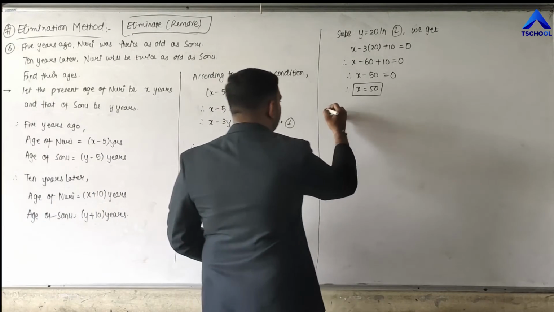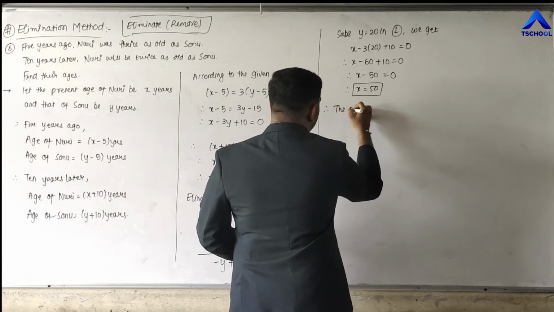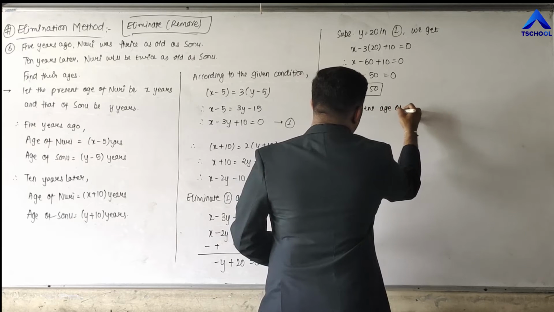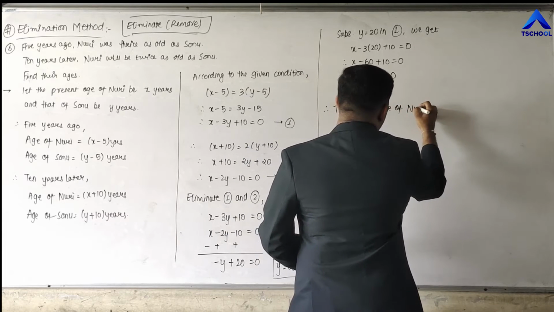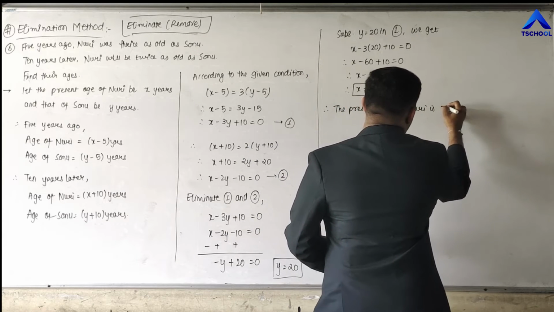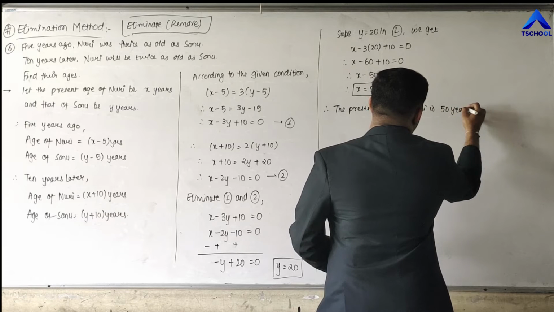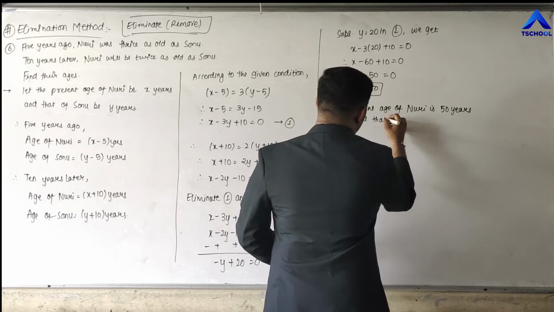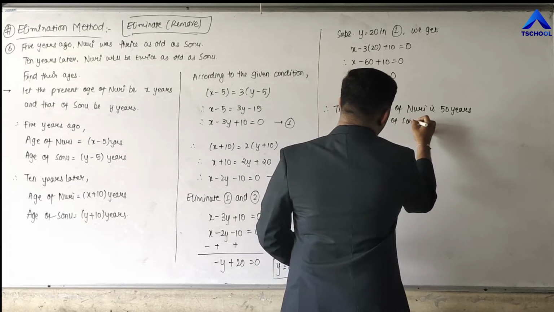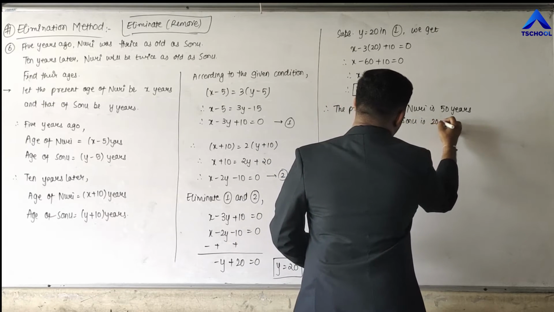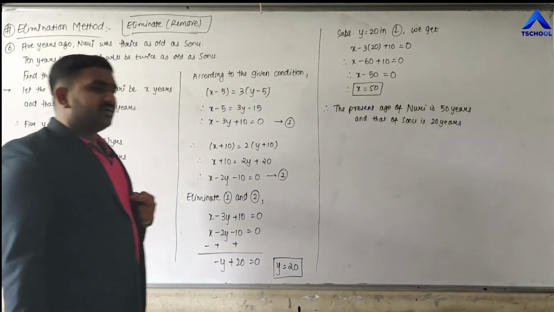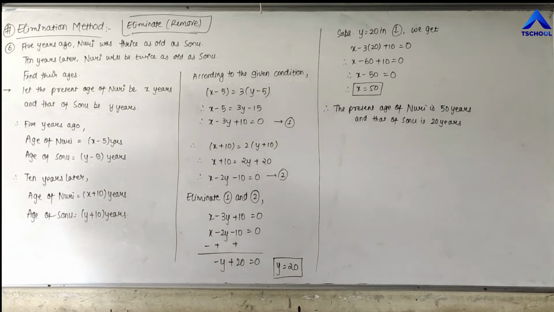Therefore the present age of Nuri is 50 years and that of Sonu is 20 years. Right? Now let us see whether the conditions are being satisfied or not.